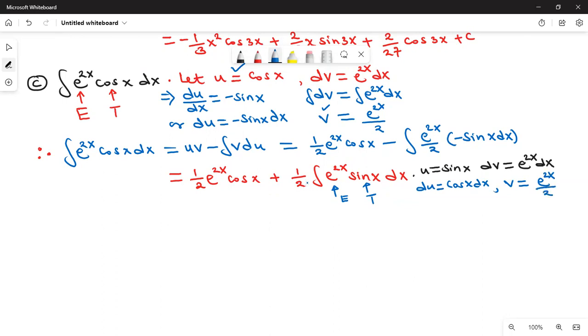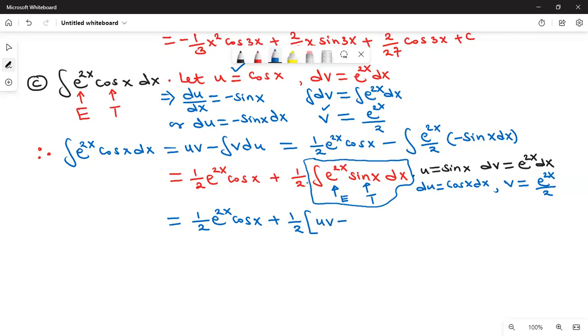So again, we apply the parts formula to be able to work out this integral. Apply the parts formula here to work it out. So therefore, our answer will now be equal to 1 over 2 exponential 2x cos x plus 1 over 2. Then here now we'll write uv minus the integral of v du.